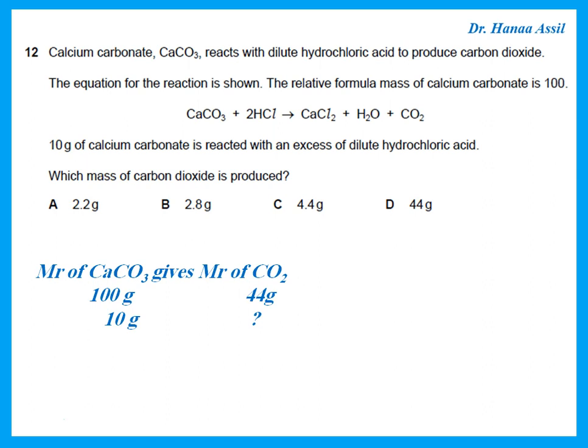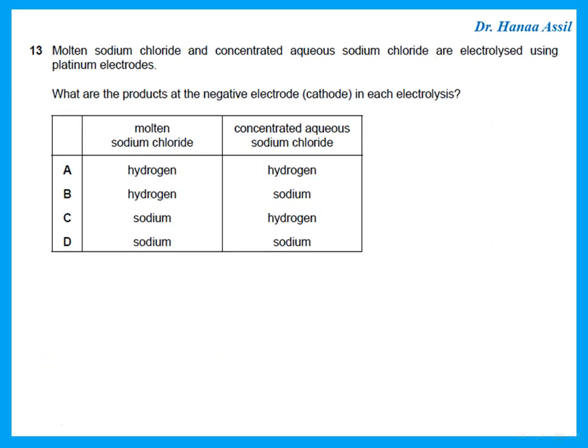So if I have 100 grams of calcium carbonate, it will give 44 grams of carbon dioxide. That's the Mr of carbon dioxide. So if I have 10 grams, how much should I get? So this is cross multiplication. I get 4.4 grams. Molten sodium chloride and concentrated aqueous sodium chloride are electrolyzed using platinum electrodes.